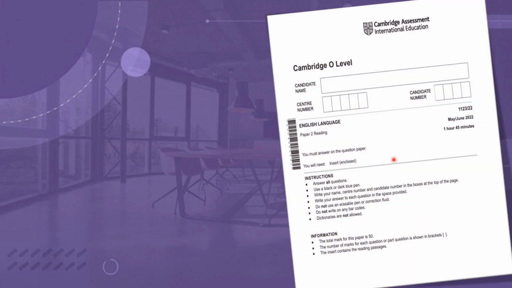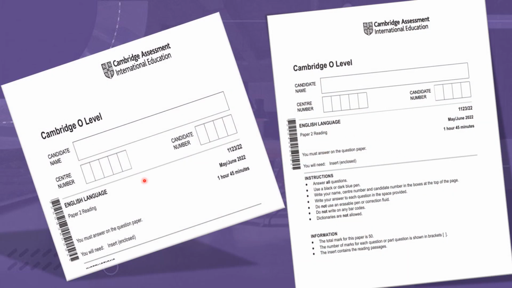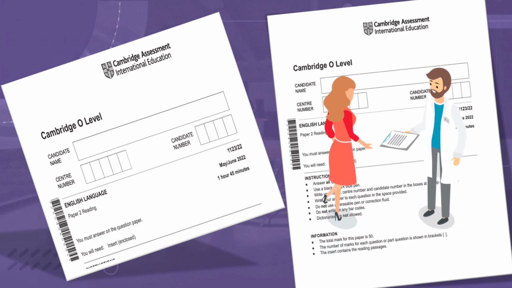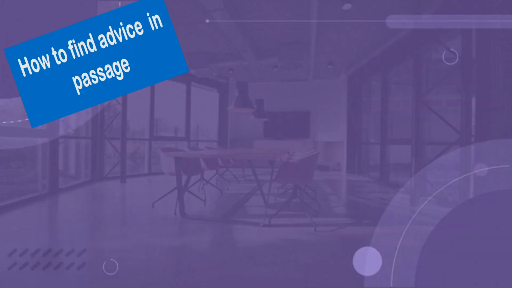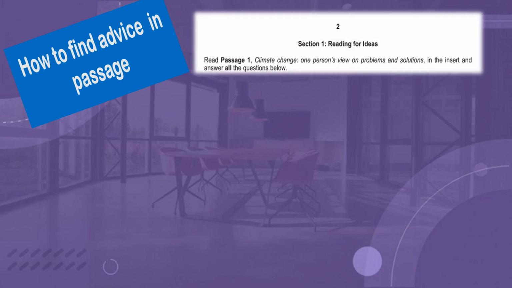This is our paper 2, and here you can see that you have this reading paper 2, and the timing is 1 hour 45 minutes. The paper which I am discussing is the first comprehension, which is called reading for meaning, and particularly I am going to ask how advice can be given in an exam, and how we can identify those advices as a student. So let's see how to find advice in the passage.